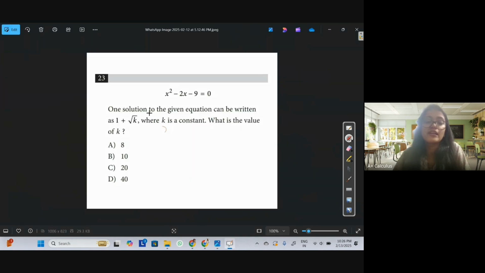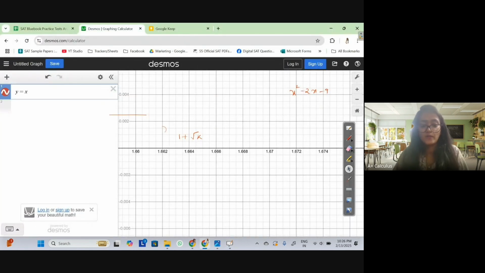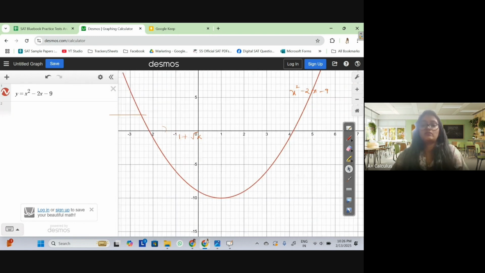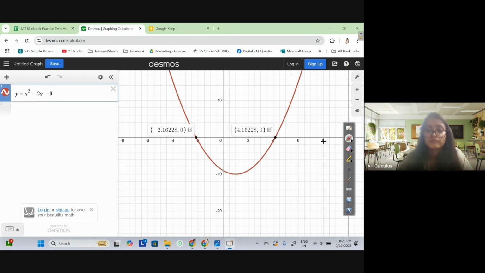This is slightly different. Here it says one solution to the given equation can be written as 1 plus square root of k. So if you plot x squared minus 2x minus 9 on DESMOS, y is equal to x squared minus 2x minus 9. Let's zoom out. So this is the parabola, and we have 2 solutions. It is crossing the x-axis at 2 points. This is the first point, and this is the other point. And they say that one of the solutions can be written in the form 1 plus square root of k.